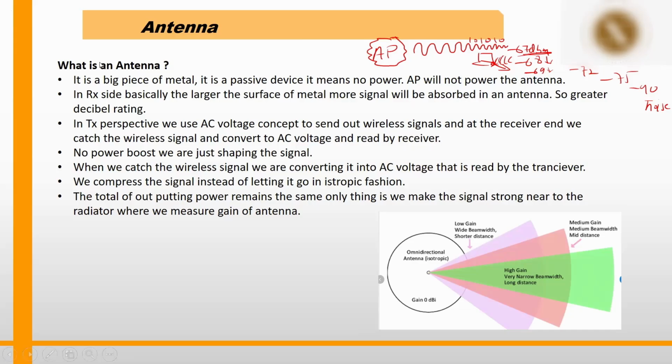So what is an antenna? We are learning about the antenna, which is the most critical component of wireless. Because with the antenna only, we are going to spread out our communication in the network, just like the Ethernet cable. The antenna is the critical component. If the antenna is not there, obviously you're not able to communicate.